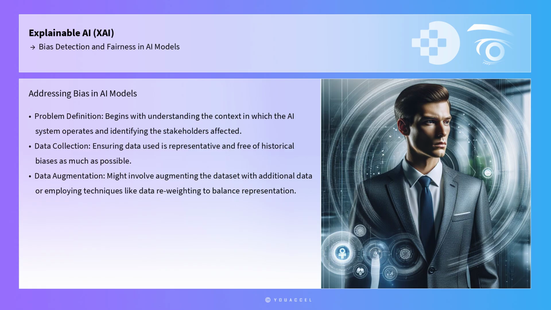A practical step-by-step approach to addressing bias in AI models begins with problem definition and understanding the context in which the AI system operates. This involves identifying the stakeholders affected by the AI system and their specific needs and concerns. The next step involves data collection and preparation, ensuring that the data used is representative and free of historical biases as much as possible. This might involve augmenting the dataset with additional data or employing techniques like data reweighting to balance the representation of different groups.